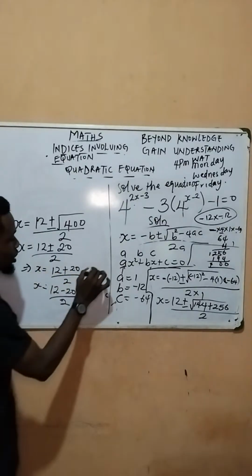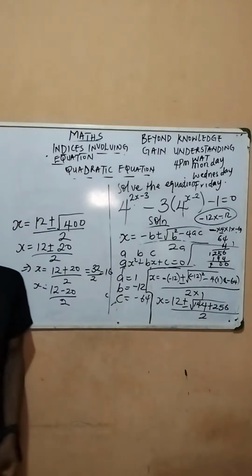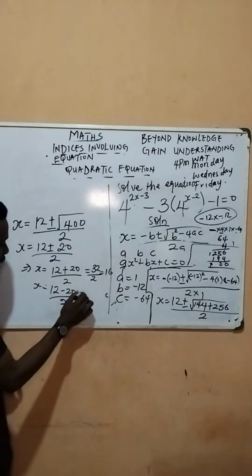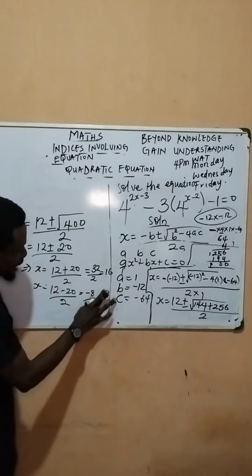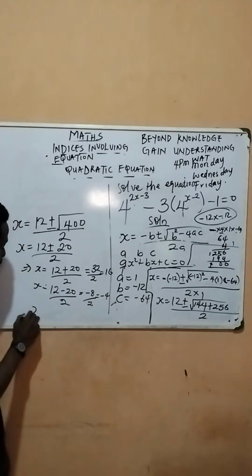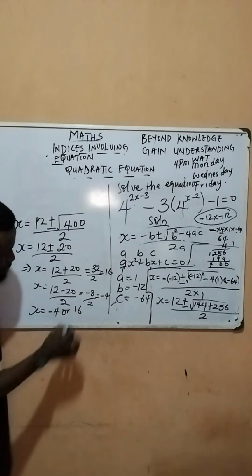12 plus 20 is going to give you 32 over 2, and that will give us 16. We're done with this. And then 12 minus 20 is going to give us −8 over 2, and that will give us −4. So the value of our x is equal to −4 or 16.